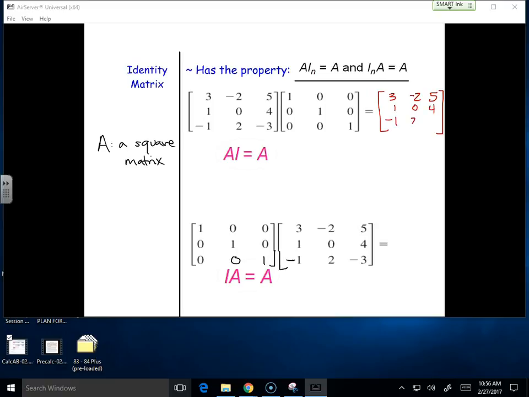Whatever sounds better to you. Same thing if we go the other way. 1 times 3 is 3, but then zeros are going to cancel out the rest. So we just have 3. 1 times negative 2 is negative 2, but the zeros are going to cancel out the rest. Just negative 2. 1 times 5 is 5. Zeros will cancel out the rest. 5. As you notice, as we keep on going, the exact same property holds.